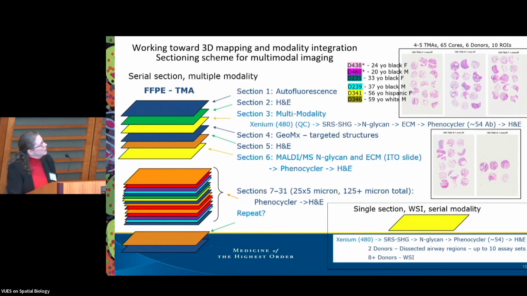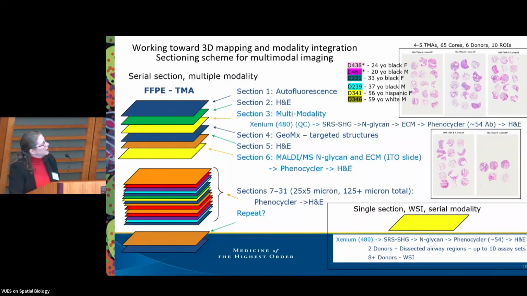So we are using autofluorescence, serial section H&E, and then multimodality: Xenium, spectral stimulated Raman spectroscopy, and glycan by multi-mass spec, extracellular matrix, again by multi-mass spec, and then PhenoCycler with about 54 antibodies, followed by H&E. We can do that all on a single section. We've demonstrated that data, and that will be very informative as we integrate those modalities. Serial section for GeoMx to target on certain structures.